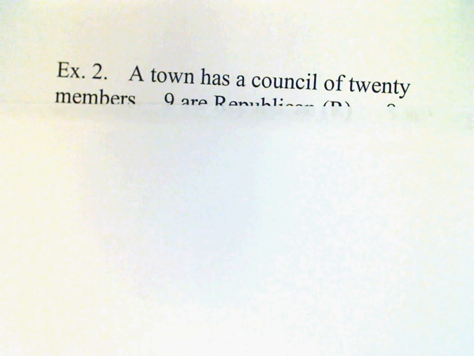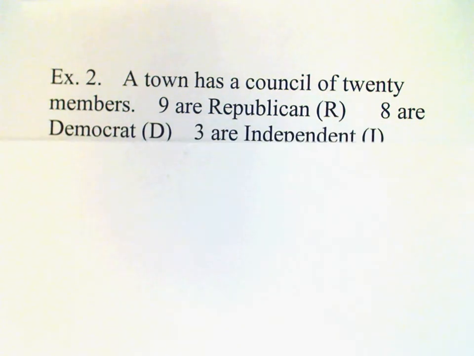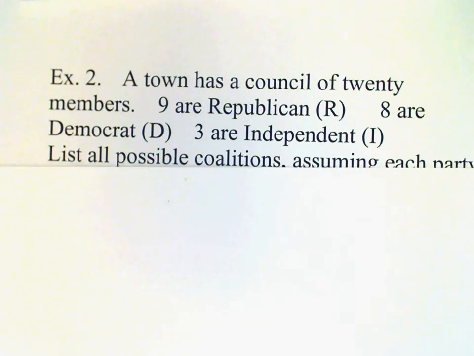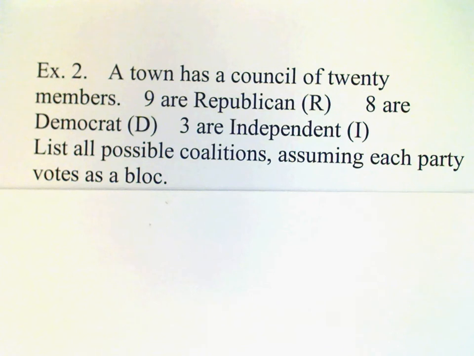Okay, let's look at an example now. A town has a council of 20 members. Nine of these members are Republicans. Eight are Democrats, and three are independents. Now we're going to assume, to simplify this analysis, that each of the parties will vote as a block. So all the Republicans vote the same way, all the Democrats and all the independents vote the same way.